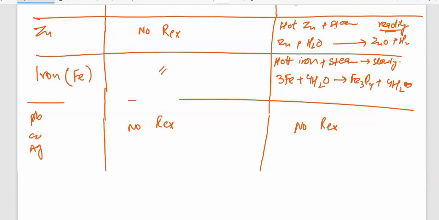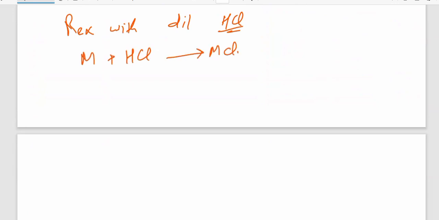So in the same way we can carry out the reaction with the dilute HCl. We can do the reaction with this also. We know that this is the acid. So when the metal is allowed to react with the acid, metal chloride will be formed with the hydrogen. If it is magnesium, we take MgCl2 like this. So what happens when we react?